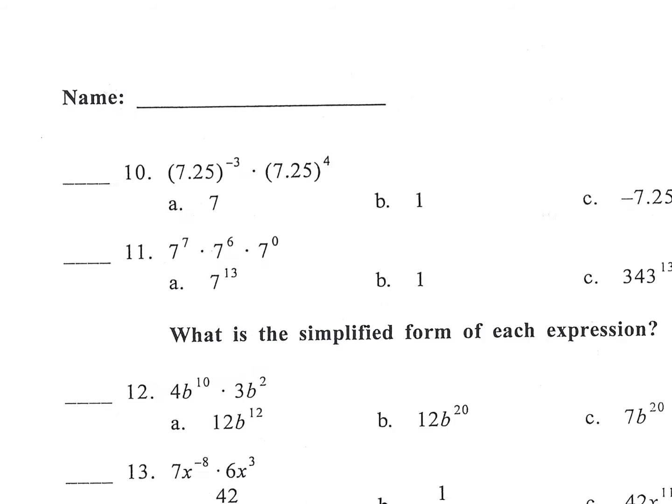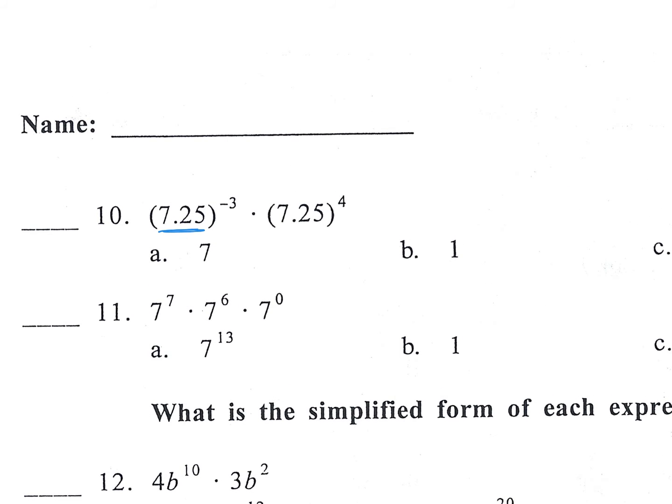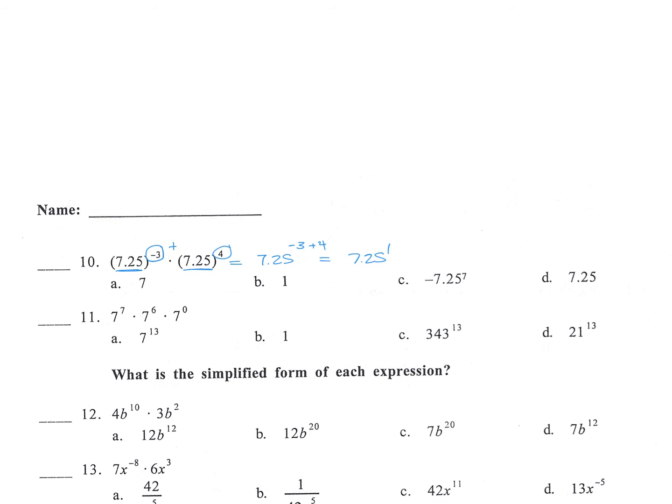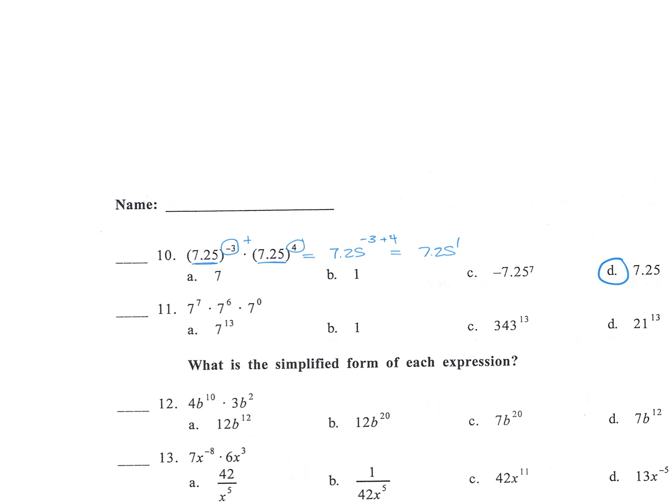Okay, number 10 is the same rule as number 9. Same base, so we're just going to add these exponents. 7.25 to the negative 3 plus 4. So I get 7.25 to the power of 1. And that's going to be right here, answer choice D.